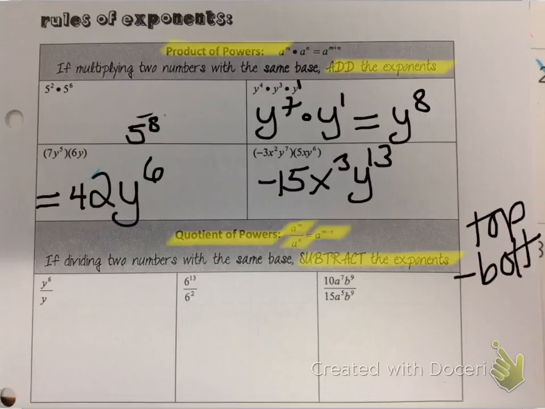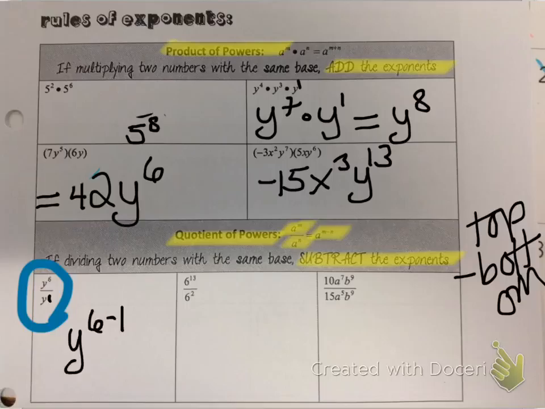When I look at the first example over here, we have y to the 6th divided by just y. And if you recall, whenever we just have y, it's really y to the 1st. So this becomes y to the 6 minus 1, which is y to the 5th power.